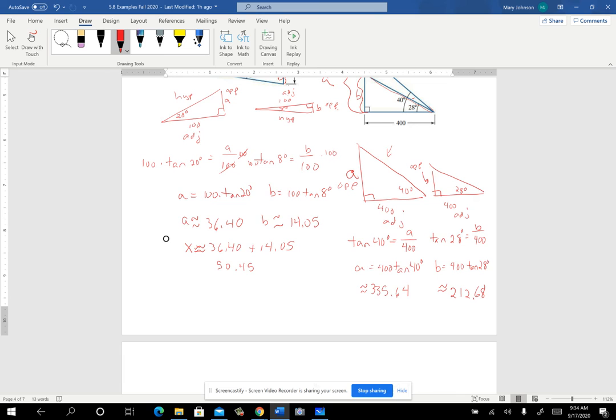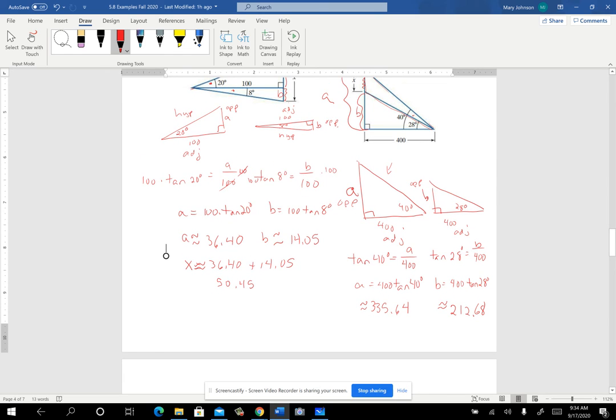And then remember in the picture how I can just take the B from A. So the X that I want is just going to be 335.64 minus the 212.68. So that's going to be 122.96.